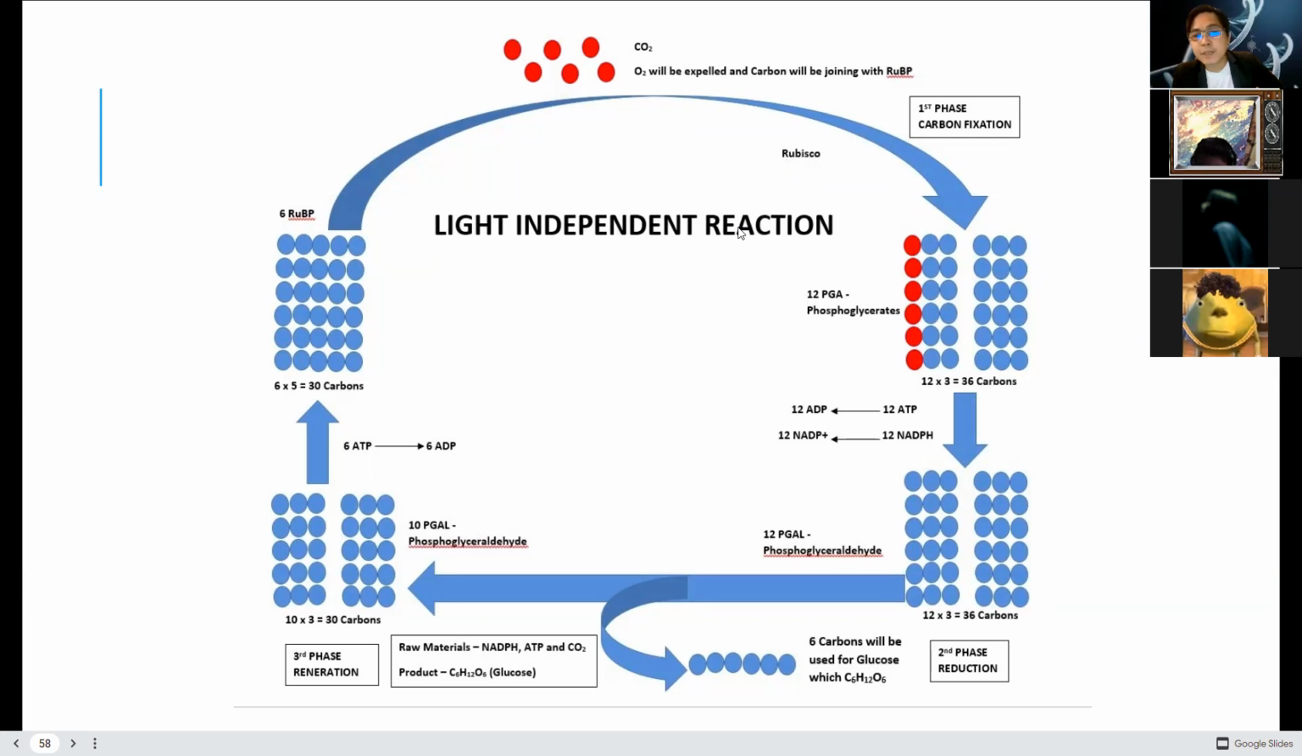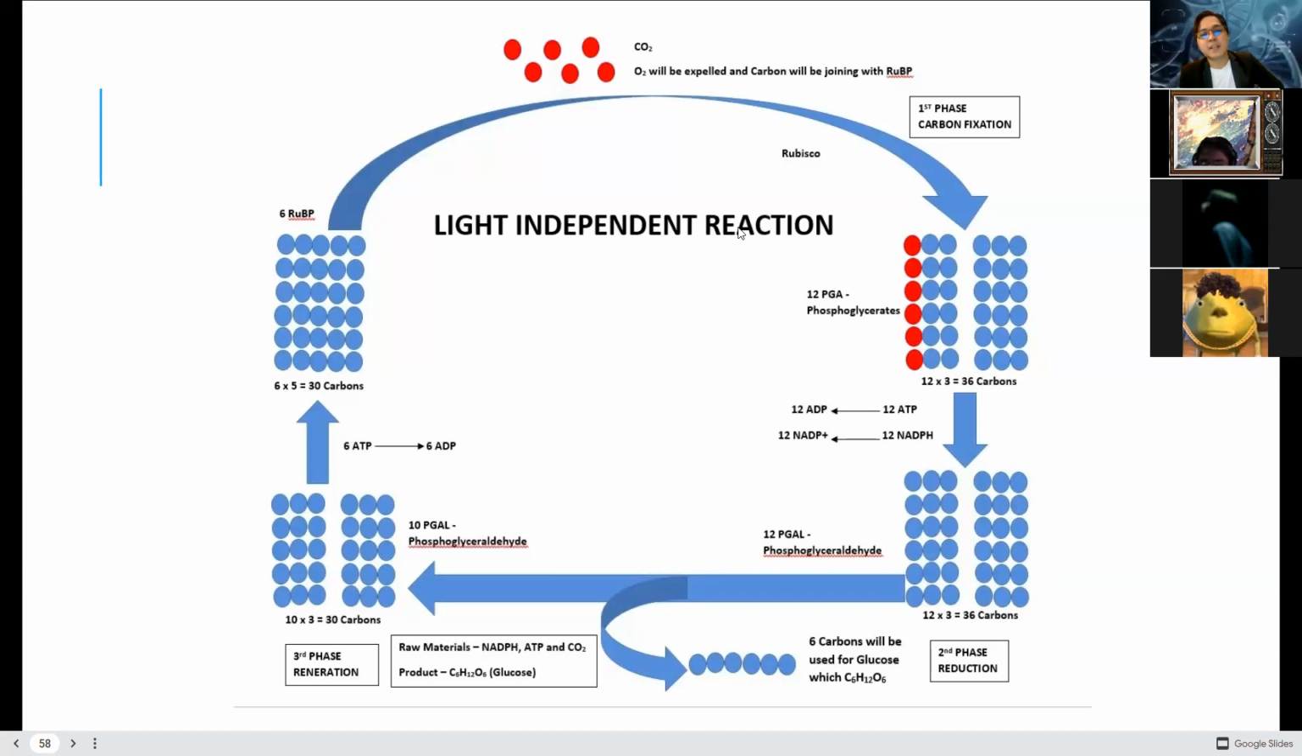Okay, the 10 PGALs, or the 10 phosphoglyceraldehyde, will continue the process. 10 times 3 is equal to 30 carbons. Because this is 30 carbons, we can return this to RuBP in the process of regeneration. This is the third phase of light independent reactions.